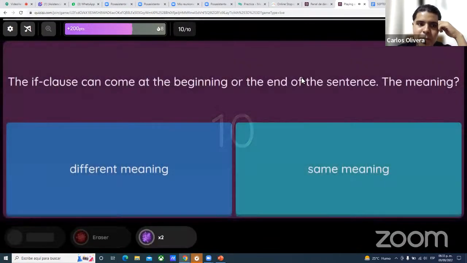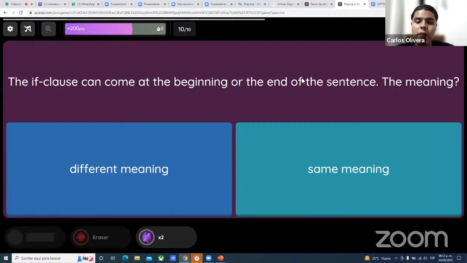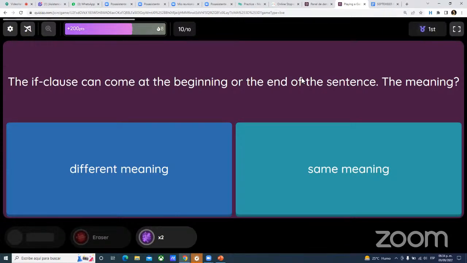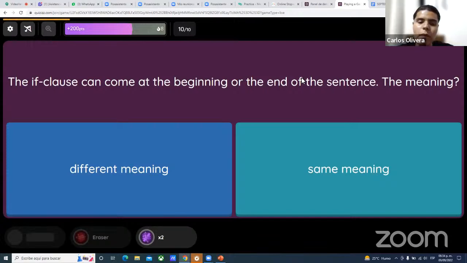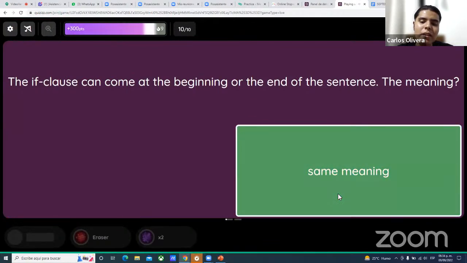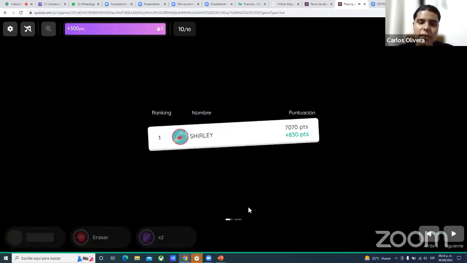Final question, number 10. The if clause can come at the beginning or the end of the sentence. If the if clause goes at the beginning or the end of the sentence, the meaning is different or is the same? If you change the order of the clause. It's the same. Yeah. Right. Very good. You're right. It's the same as we saw.